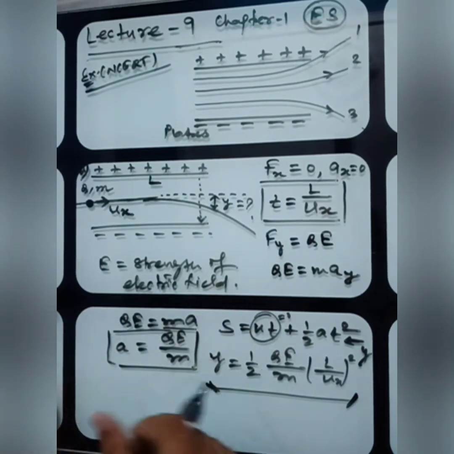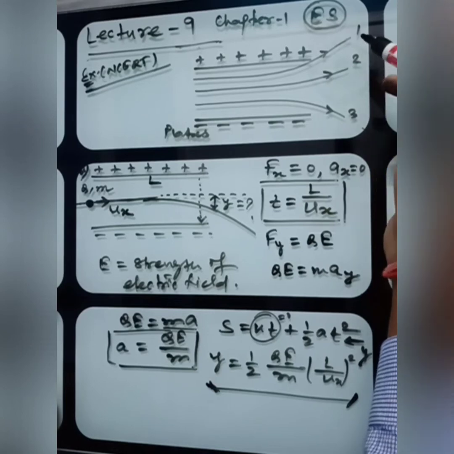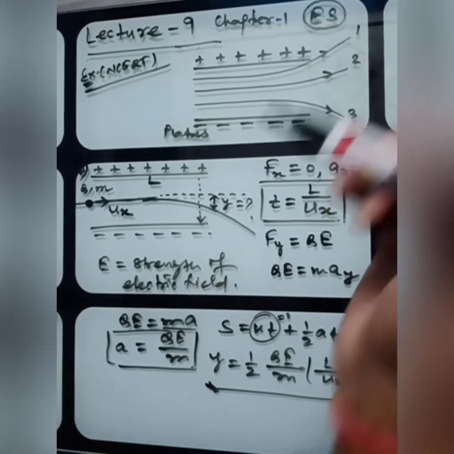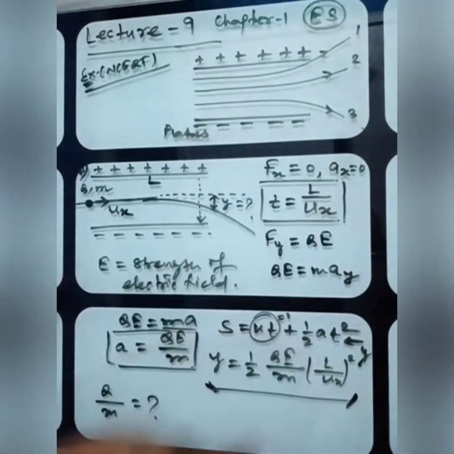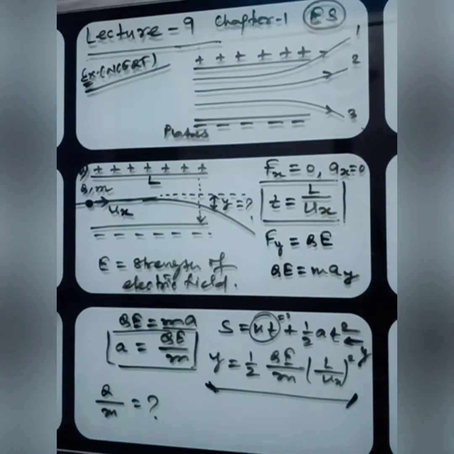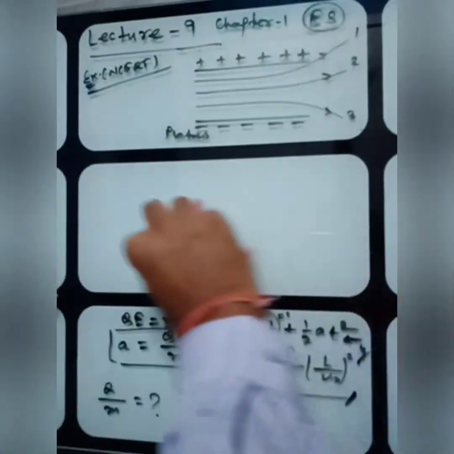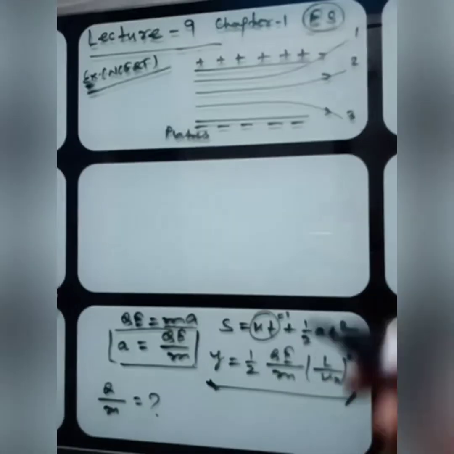Now students, if you have been asked to find the charge by mass ratio, which one has the greater specific charge by mass ratio, 1, 2, 3, charge by mass ratio Q by M. Then how will you solve it? So students, I am solving this question because this type of question has been asked in examinations, charge by mass. In this question, which one has the greater charge by mass?